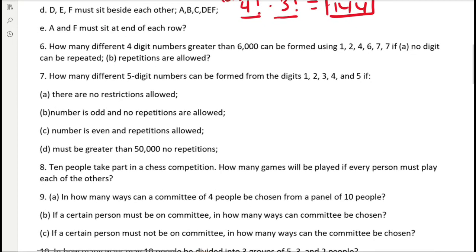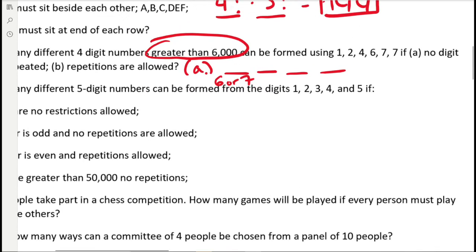All right, so if no digit can be repeated, let's do that one first. So there is a 4-digit number. Now, if it has to be greater than 6,000, this means that this first digit has to be a 6 or a 7. So since it has to be a 6 or a 7, there's two possibilities for that number, right? We can choose 6 or 7.